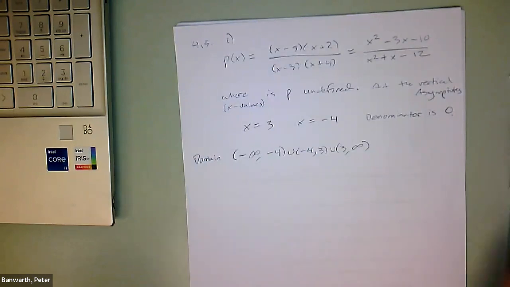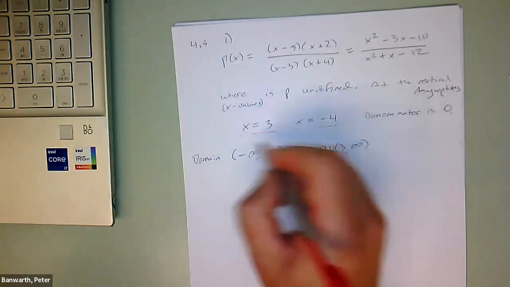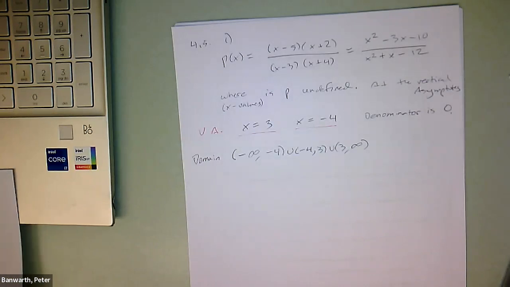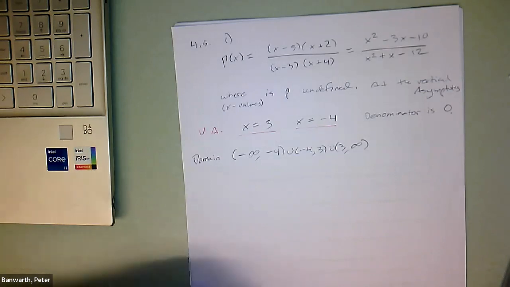The equations of the vertical asymptotes are right here. The vertical asymptotes are your problem spots. And that's how the vertical asymptotes are connected to the domain of a rational function.